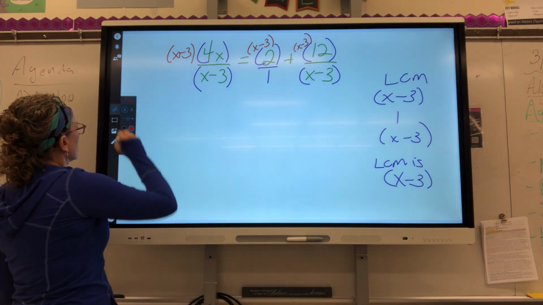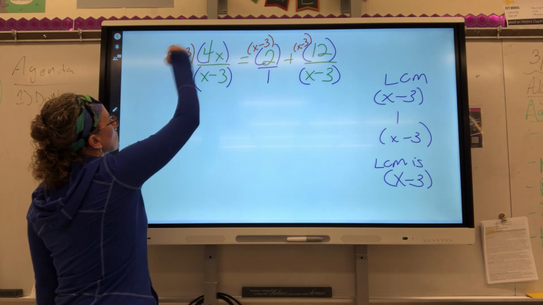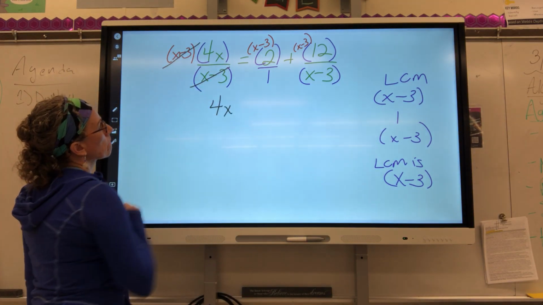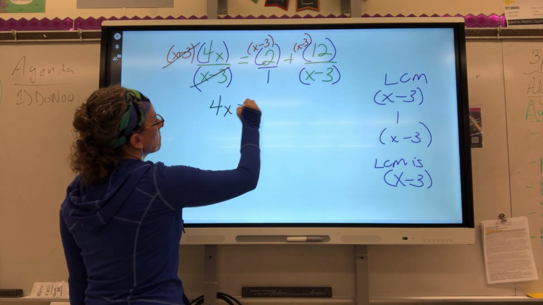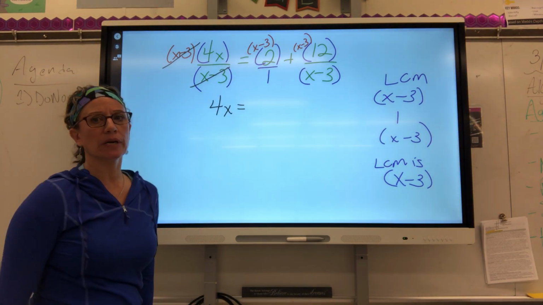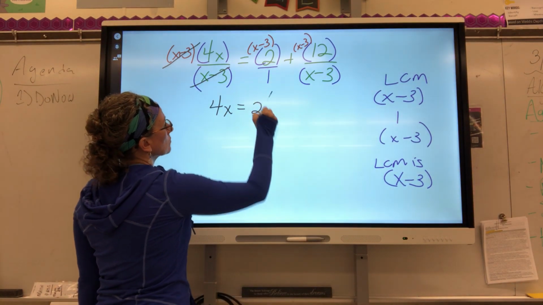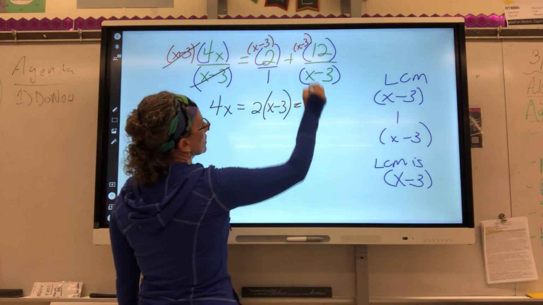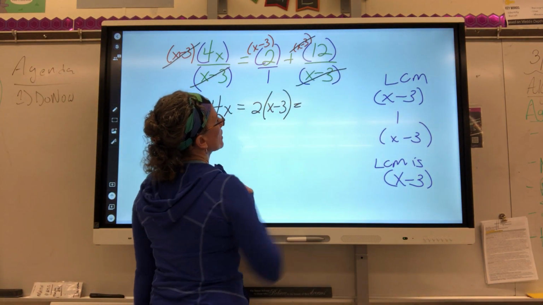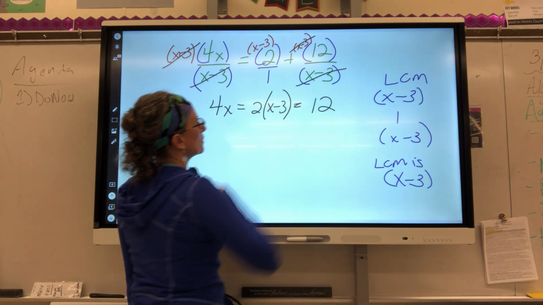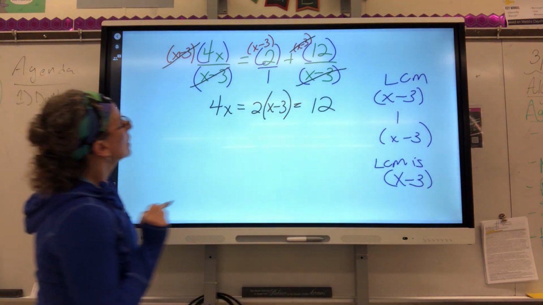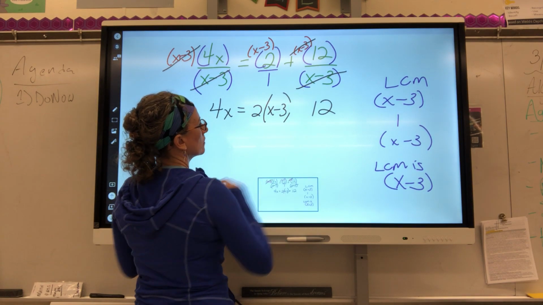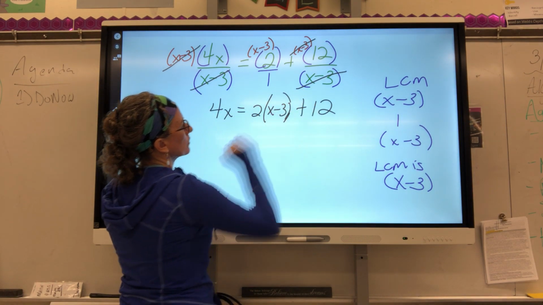In the first fraction, I'm going to cross out the x minus 3 with the x minus 3 completely, leaving 4x. In the second fraction, there is nothing to cancel in the denominator. So 2 is multiplying by x minus 3. And in the third fraction, x minus 3 will cancel with the x minus 3, leaving 12. I'm sorry, that was a plus, not an equal sign there. Let me just change that. There we go.